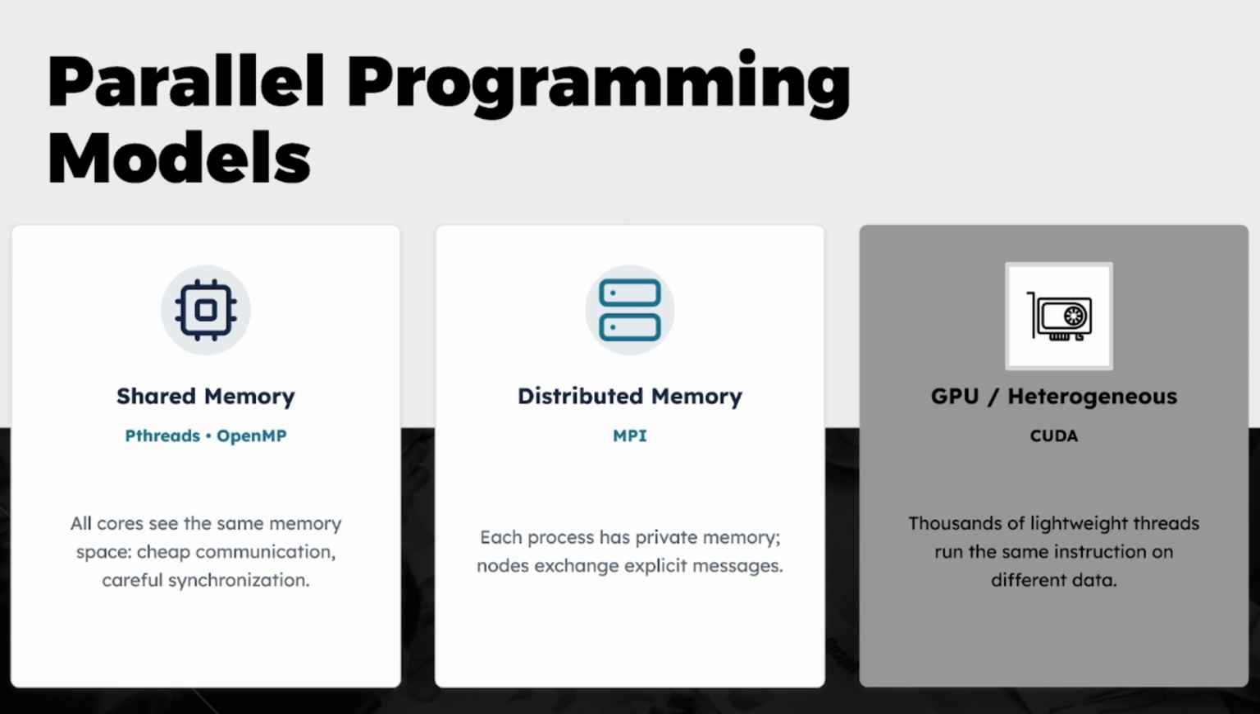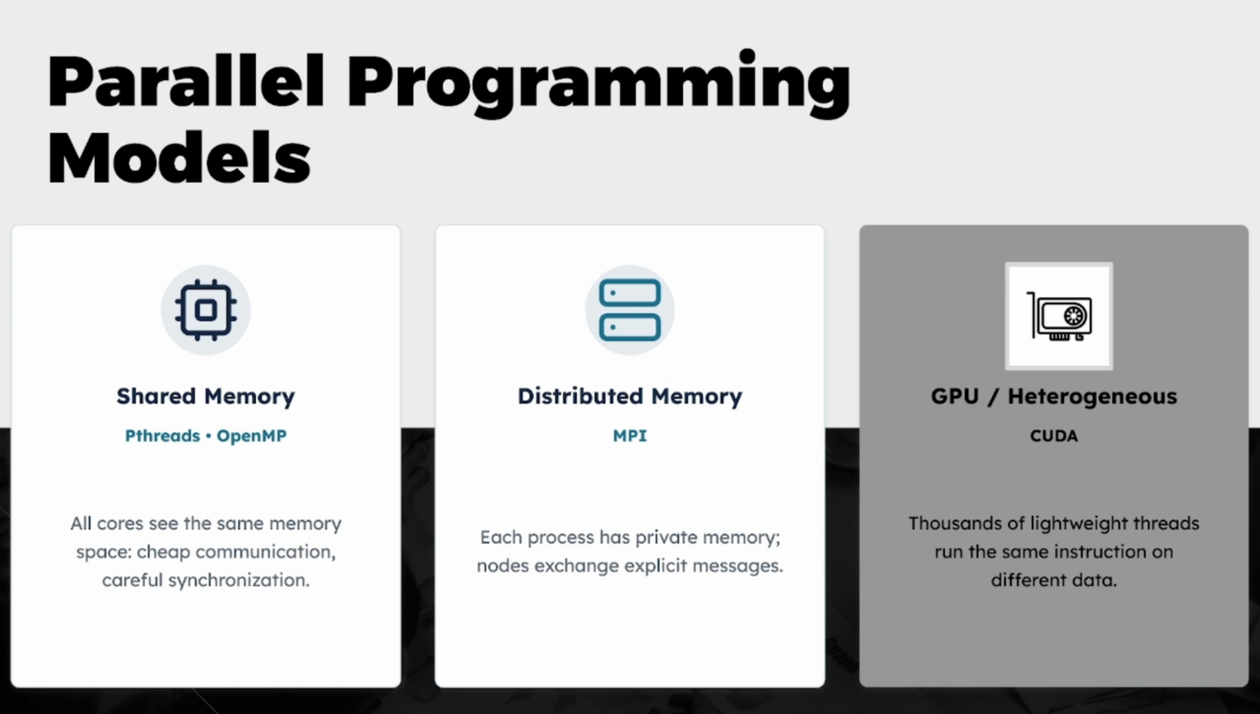Now that we have the theory, let's talk about how parallel programs are actually built. There are a few major programming models, and each one matches a different kind of hardware. Shared memory programming assumes all your processors or cores can see the same memory space directly, which makes communication cheap, but requires careful synchronization. Distributed memory programming assumes each processor has its own private memory, and processors have to explicitly send messages to each other to share data. This is how large computing clusters work.